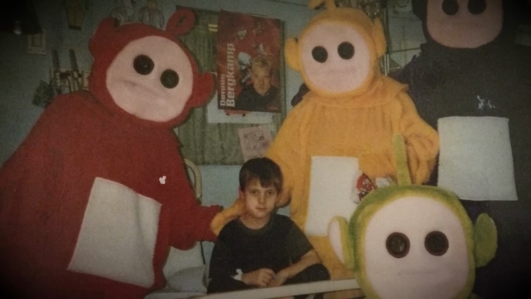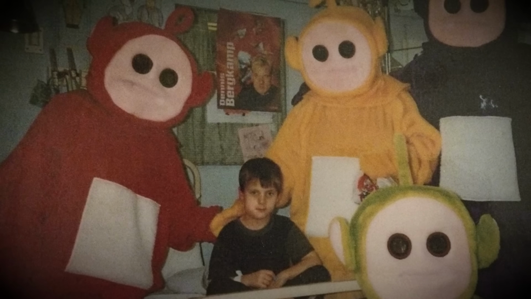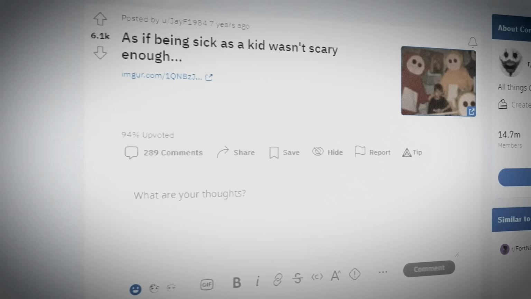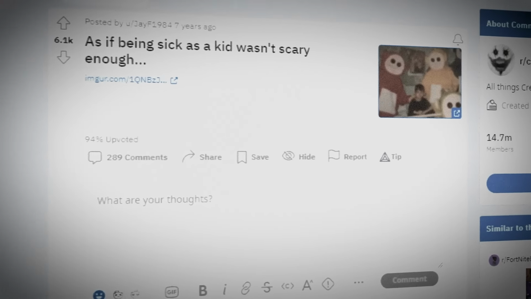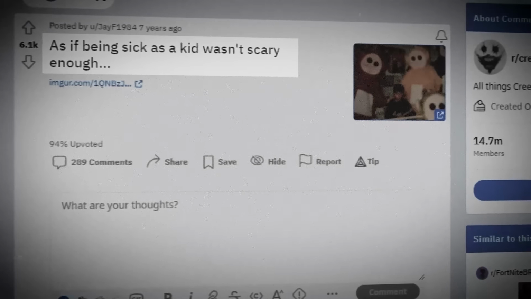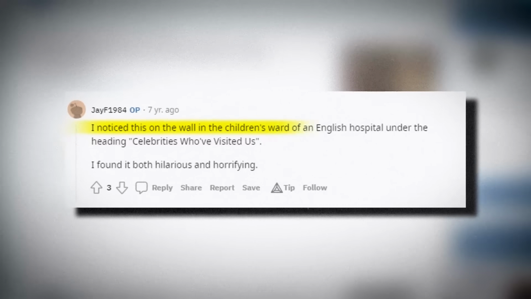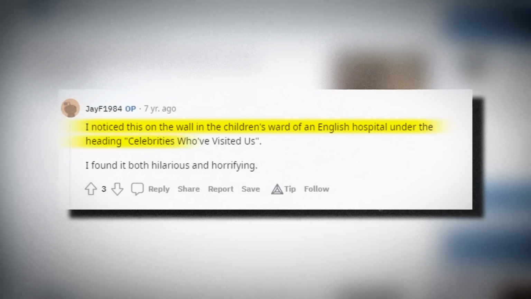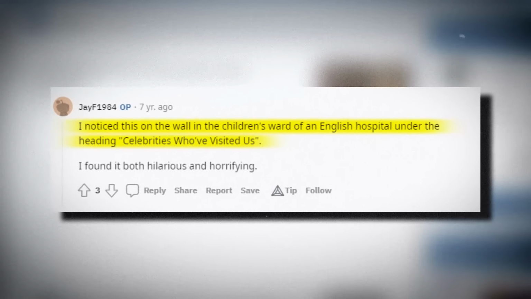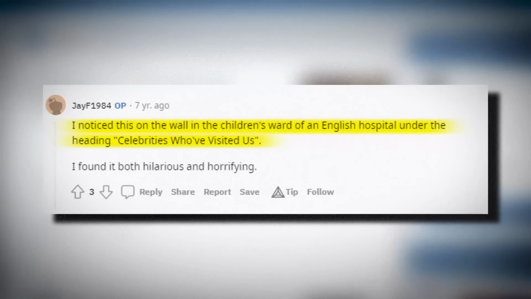The first occurrence of this image on the internet, according to what I was able to find, refers to this Reddit post from the r/creepy subreddit with the caption, "As if being sick as a kid wasn't scary enough." "I saw this on the wall in the children's ward of an English hospital under the name Celebrities Who Visited Us," wrote the uploader JF1984 in a comment.